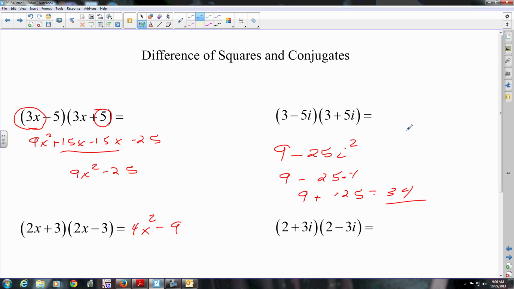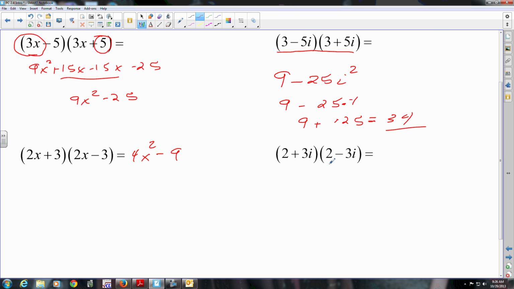All right? Notice that when you multiply complex conjugates, a plus bi times a minus bi, the i completely disappears, and you're left with just a number. That's an important fact to keep track of. So this pattern would go 4 minus 9i squared. That's 4 minus 9 times negative 1. So that's 4 minus negative 9, or 4 plus 9, which is 13.